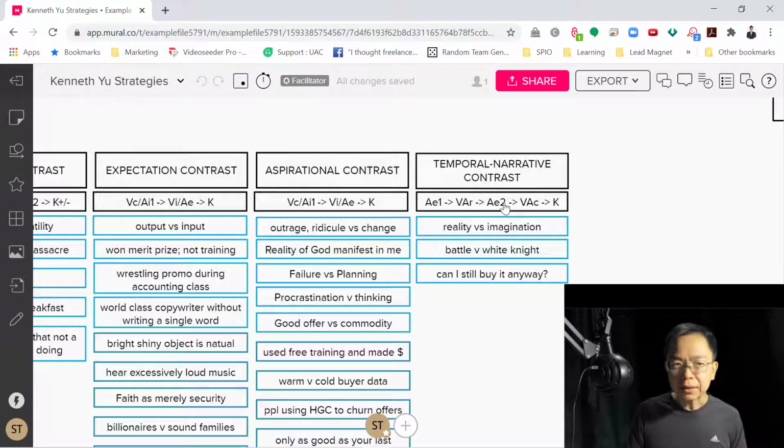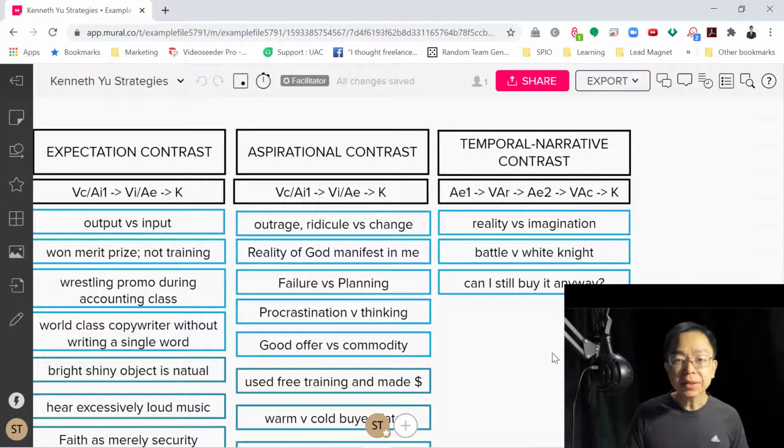And all of a sudden, this sword melted in his hands. Okay, wow. Suddenly there's this contrast, and all of a sudden, you got the buyer's attention. Okay? Let's look at aspirational contrast.